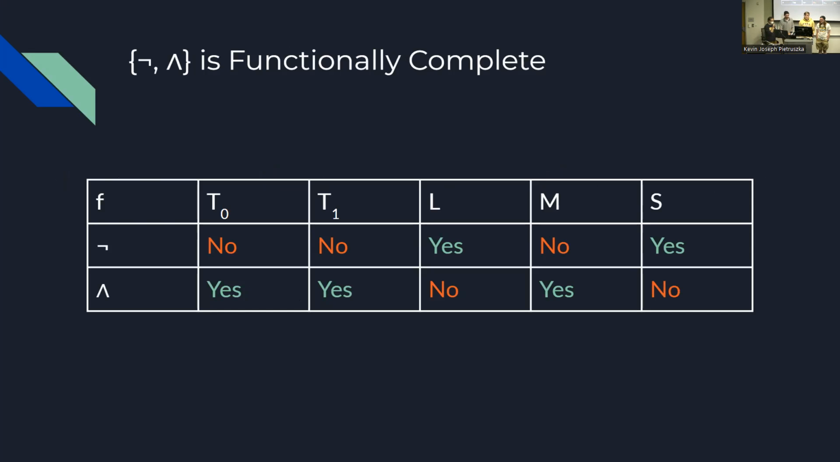So just to summarize the last couple of slides, we can see that for every set of functions, either one of NOT or AND happens to be outside of it, which is exactly what we need.